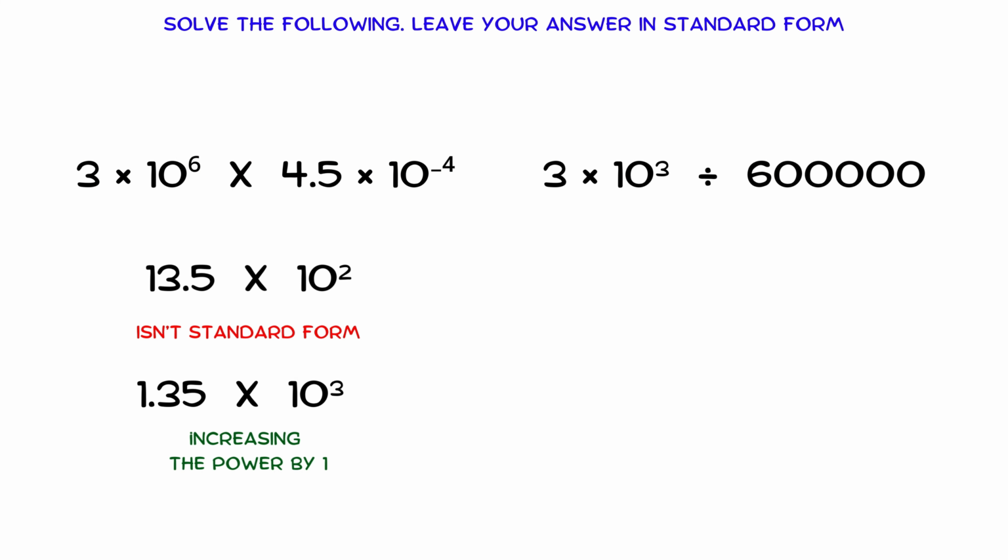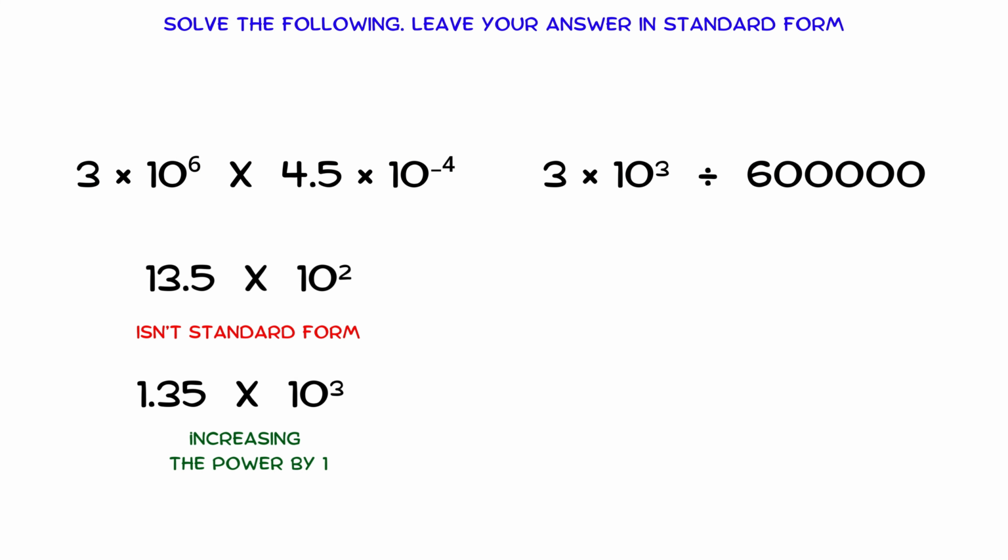This gives us 13.5 times 10 to the power of 2, but this isn't actually standard form because the front number has to be between 1 and 10 for it to be counted as standard form. To fix this, we need to change the 13.5 to 1.35, so effectively, we need to make the front number 10 times smaller.